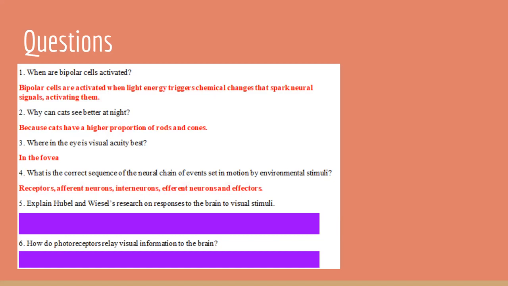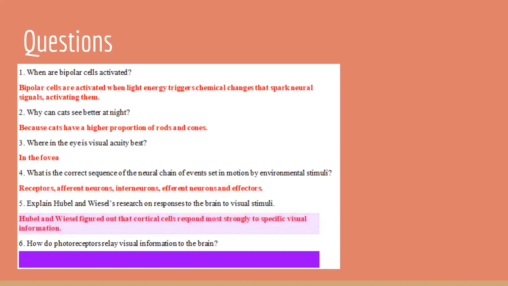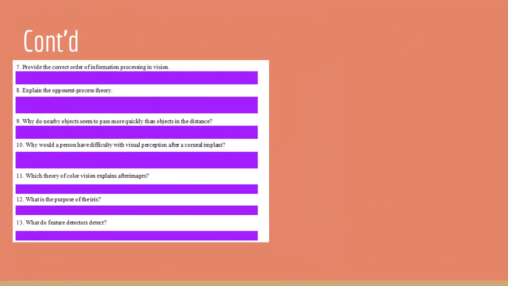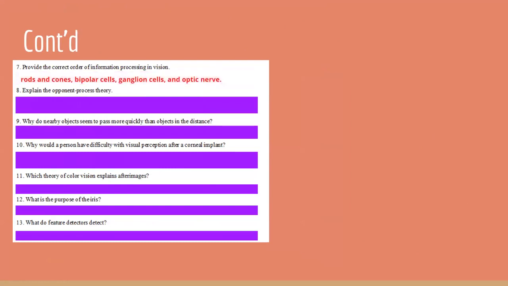Explain Hubel and Wiesel's research on responses in the brain. Remember, they figured out that cortical cells respond most strongly to specific visual information. How do photoreceptors relay visual information? They do that through bipolar and ganglion cells. Provide the correct order of processing in vision. Remember, I told you the order: first the rods and cones, then bipolar cells, ganglion cells, and then the optic nerve.